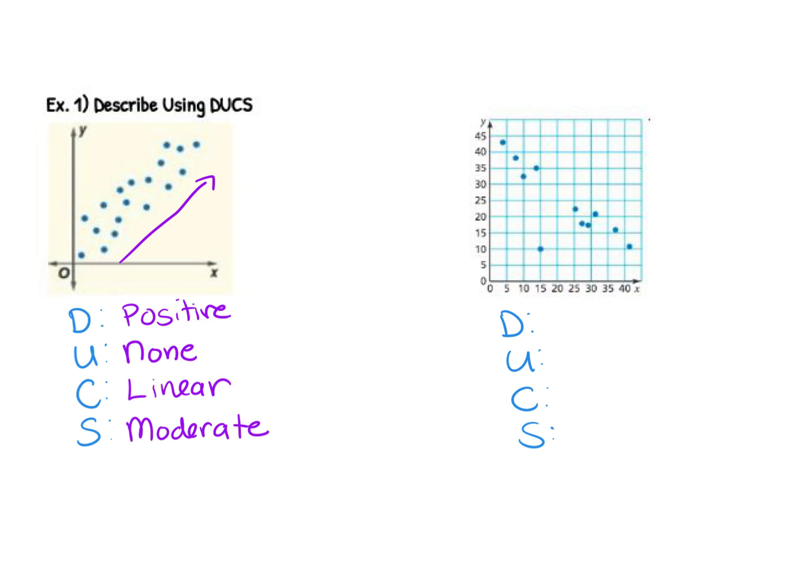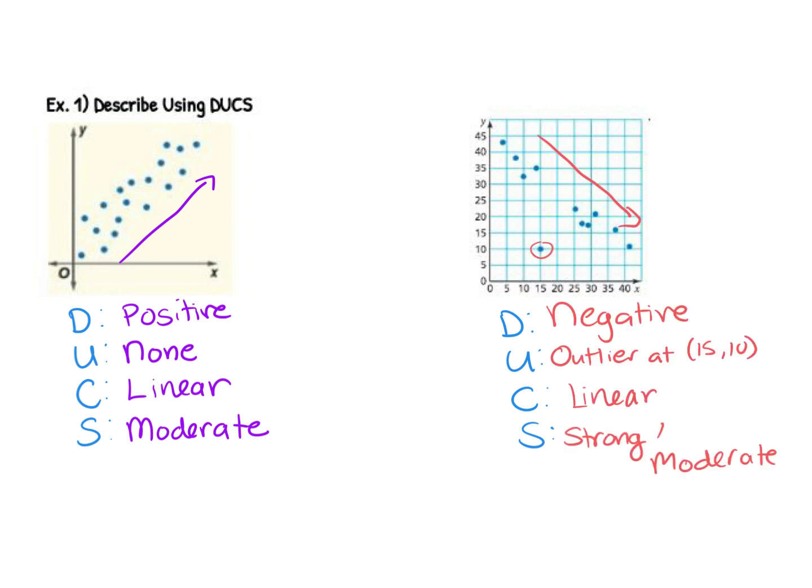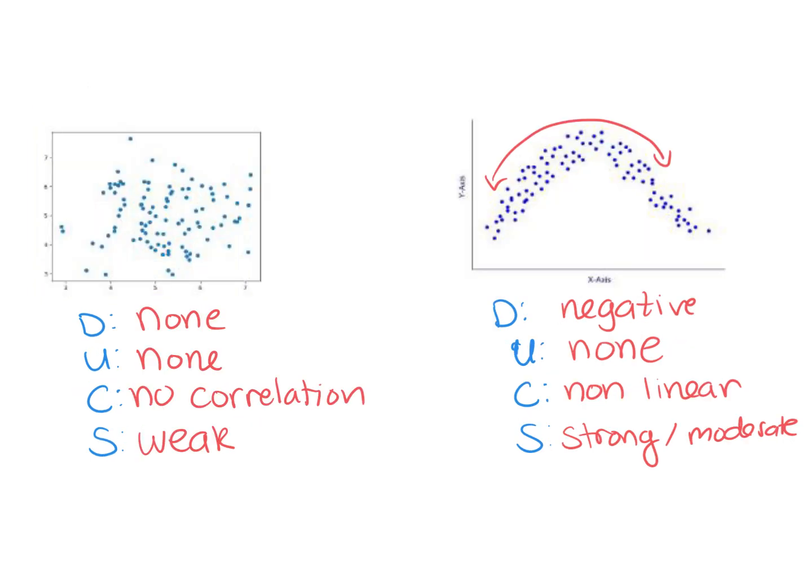So I want you guys to follow those same steps. Find your D, U, C, and S for each of the remaining 3 scatter plots, and then come back for the answer. Okay, hopefully you guys got a chance to try that. So here is the answer for that second scatter plot. Pause if you need to. And then here are the answers for the last two scatter plots. Again, pause if you need to take a look.